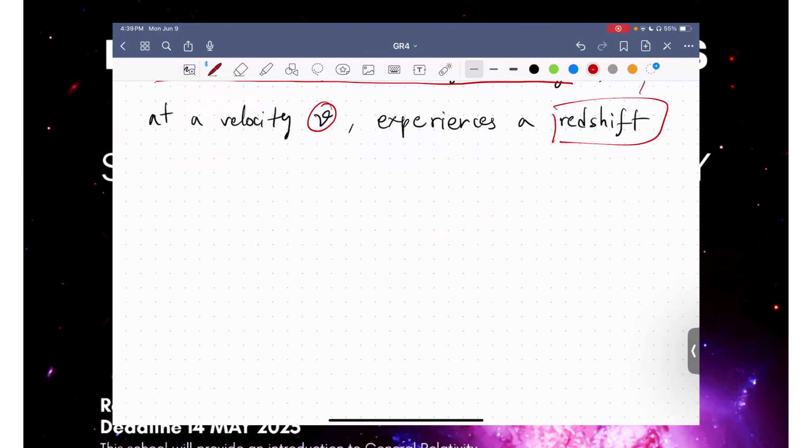Okay. So as we were saying earlier, this has nothing to do with gravity. It's just about relative motion. But now let us look at gravitational redshift.